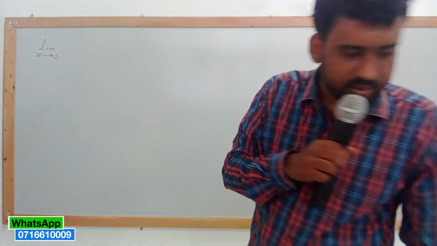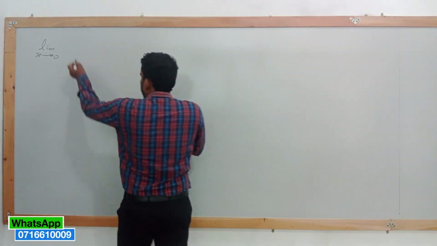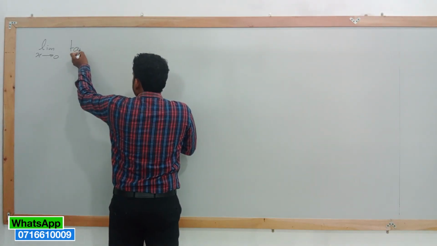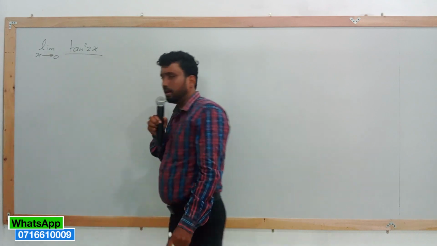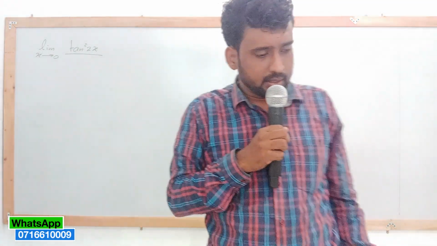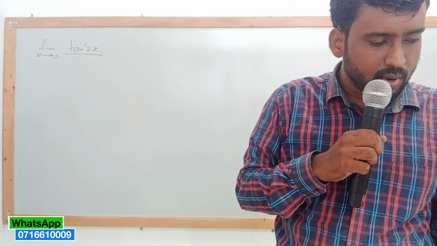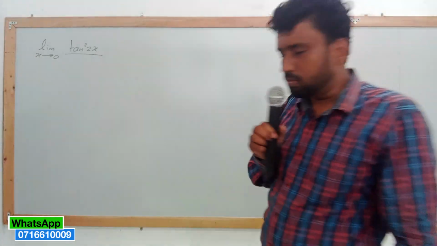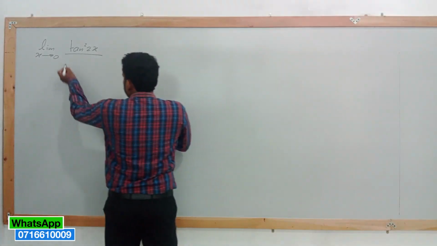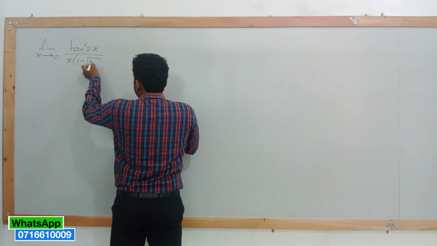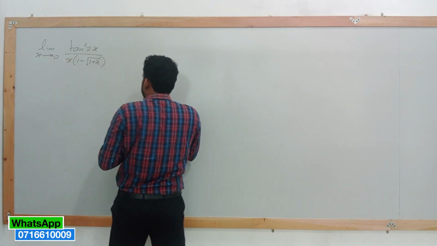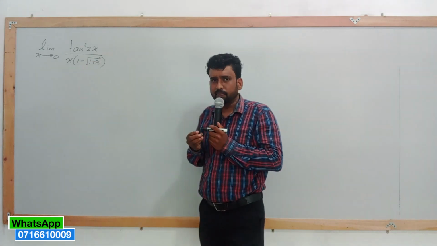Limit x goes to 0 of tan square 2x divided by x into 1 minus root 1 plus x. Right?